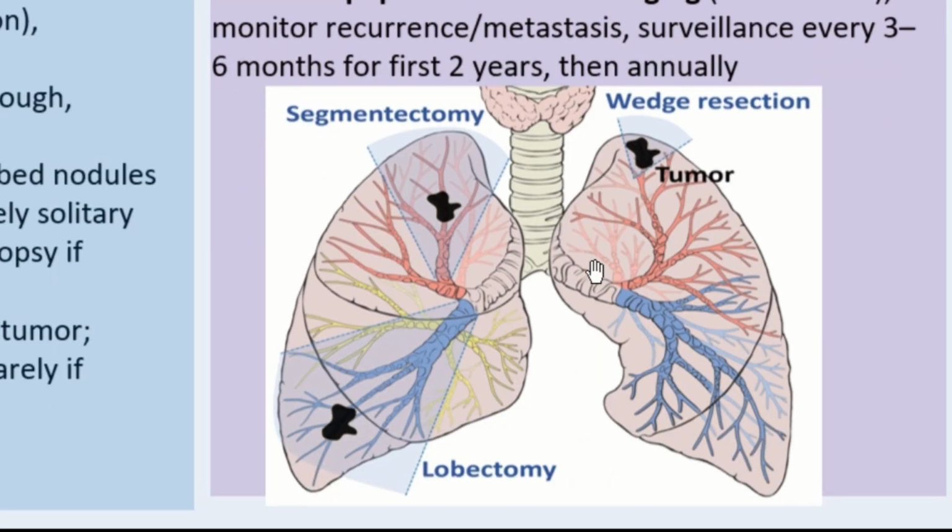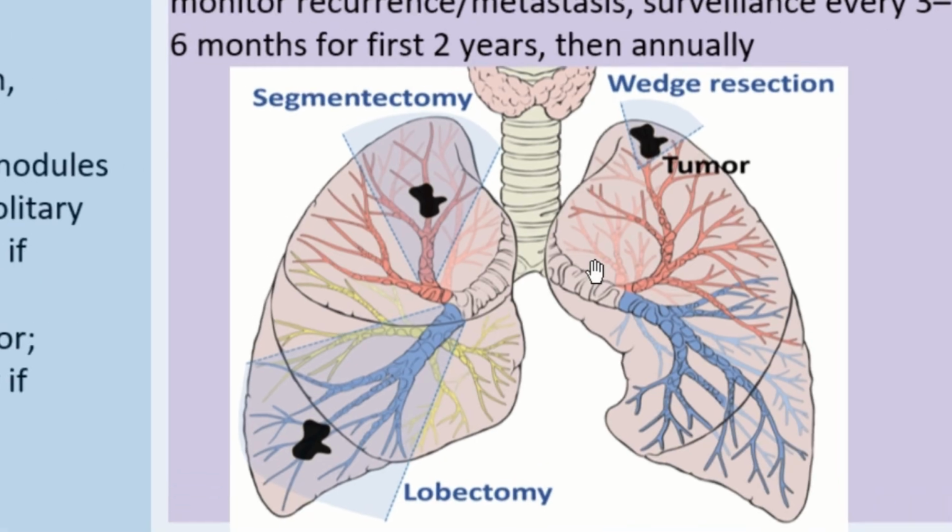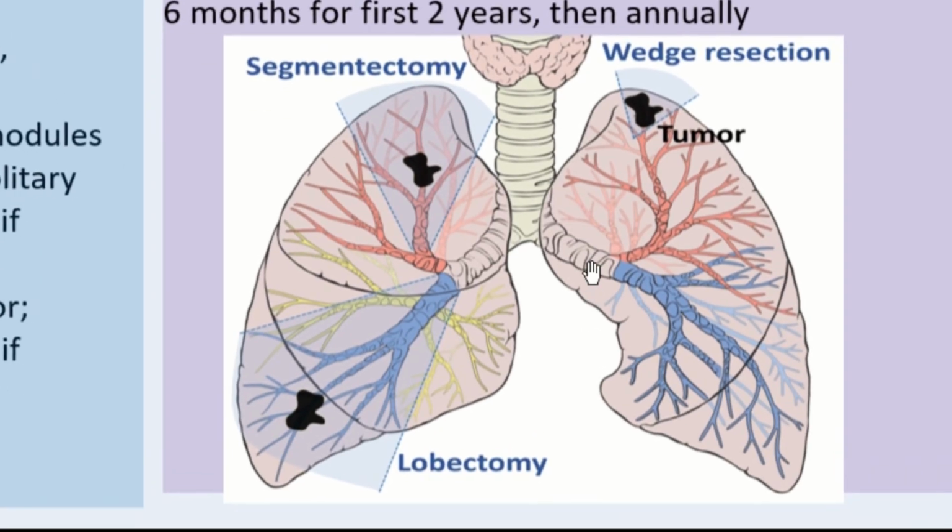So this is a diagram showing us some of the ways the surgeries can be done. So we can have a wedge resection whereby a tumor is here and we just cut off a wedge section of that. We can do a segmentectomy where we remove a segment of a lobe. Then we can do a lobectomy where you remove a whole lobe.